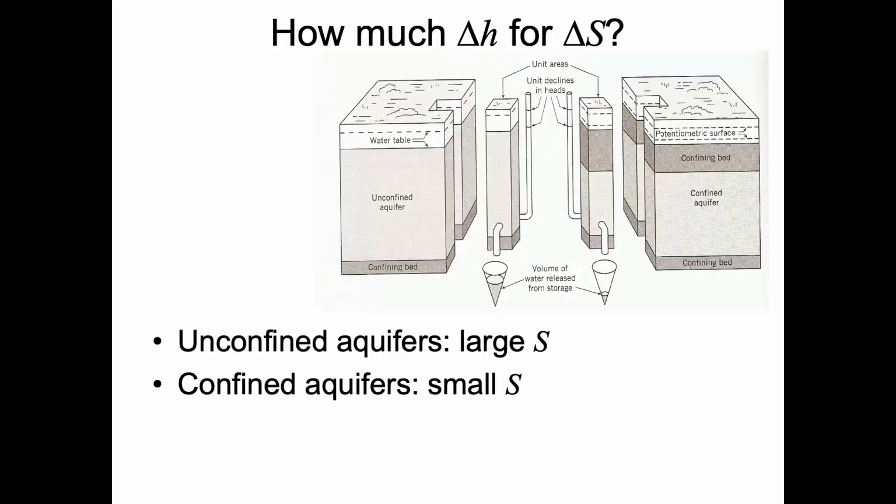So in an unconfined aquifer, because we can have drainage that takes place, our storativity is very large. But in confined aquifers, on the right-hand side, we don't drain that system when we have a unit head drop. We're instead allowing water to expand, we're allowing pores to contract. And so the volume of water given up is actually quite small.